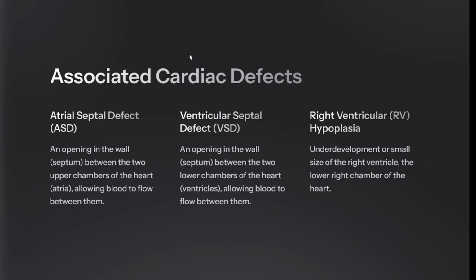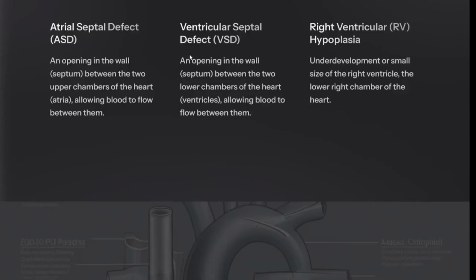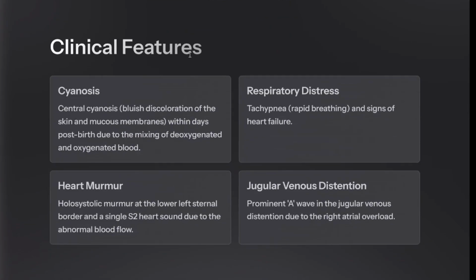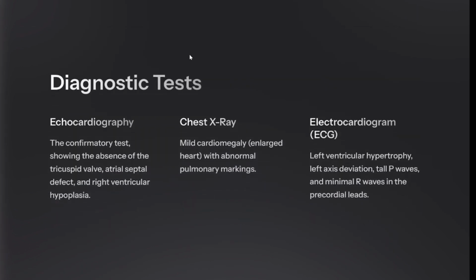Clinical features: central cyanosis within days post-birth, tachypnea, signs of heart failure, holosystolic murmur at the lower left sternal border and a single S2 heart sound, jugular venous distension with a prominent A wave due to RA overload. Diagnostics: echocardiography, confirmatory tests showing the absence of the tricuspid valve, ASD, and RV hypoplasia. Chest X-ray, mild cardiomegaly with abnormal pulmonary markings. ECG, left ventricular hypertrophy, LVH, with left axis deviation, tall P waves, and minimal R waves in the precordial leads. Pulse oximetry, decreased oxygen saturation.